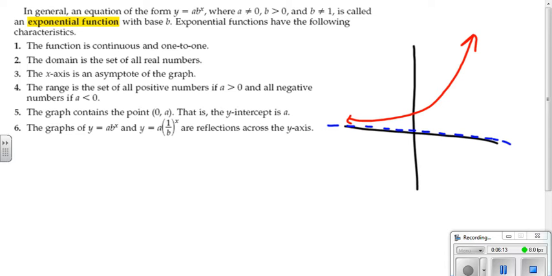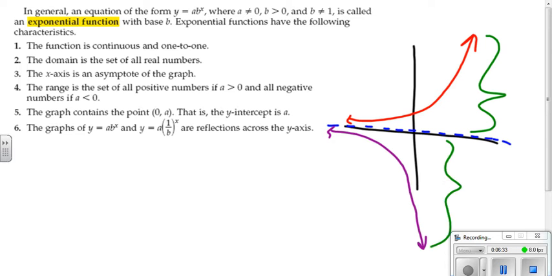The range is the set of all positive numbers if a is greater than 0, and so that means if our a is greater than 0, the range is everything up here. In this case, though, if we had the graph where a is less than 0, it would look something like this as it grows. And so our range is all of these negative numbers down here. So that's what the range means. The range is all positive numbers if a is greater than 0, all negative numbers if a is less than 0. That's all that one is saying.